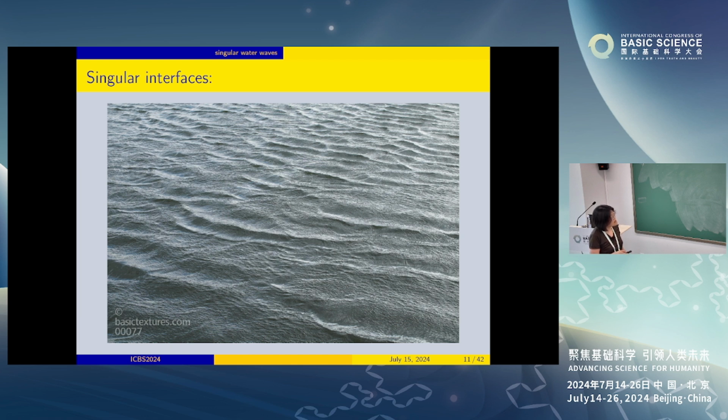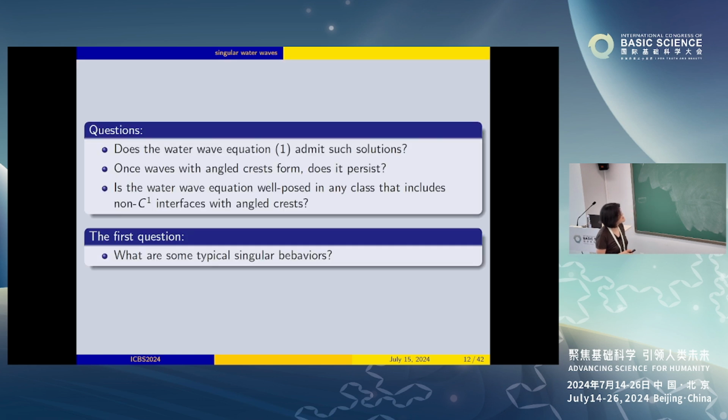The angled crest. Okay, so certainly this is not C1 alpha, right? Because it's not even C1. So the question is, does the water wave equation admit such solutions? And once a wave with an angled crest forms, does it persist?